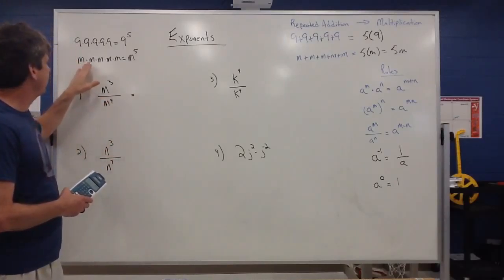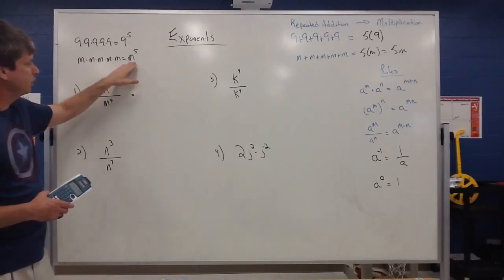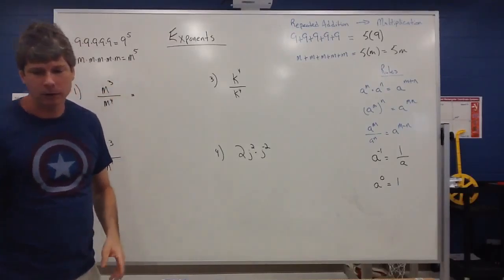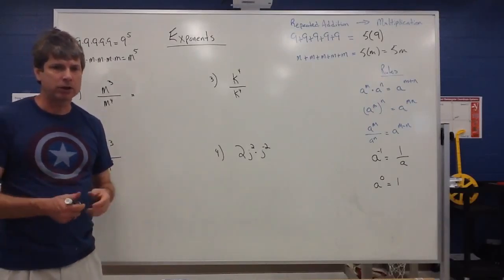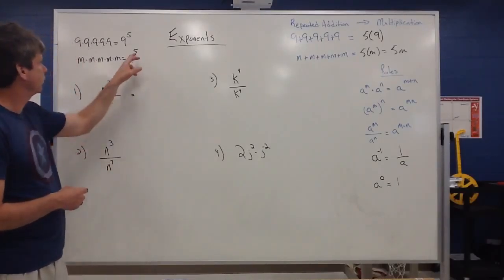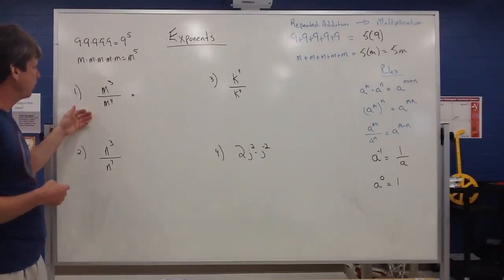Also, if we have m times m times m times m times m, a simple way to write that is using an exponent, and write that as m to the 5th power. So that's the advantage of exponents, it's kind of a shortcut to repeated multiplication. So it's a nice little symbol to come into play. Let's continue on with some more examples.